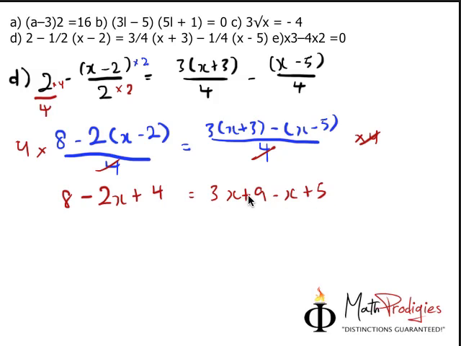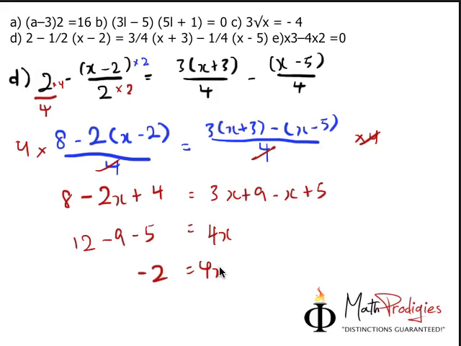So let's see which is easier. Let's put the x's all on the right hand side. So you get 3x minus x gives you 2x. 2x plus 2x gives you 4x. And the numbers here, 8 plus 4 gives you 12. 12 minus 9 gives you 3, minus 5 gives you negative 2.